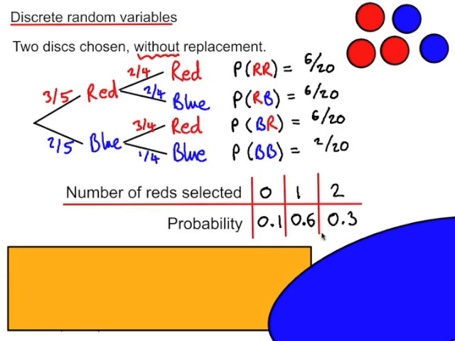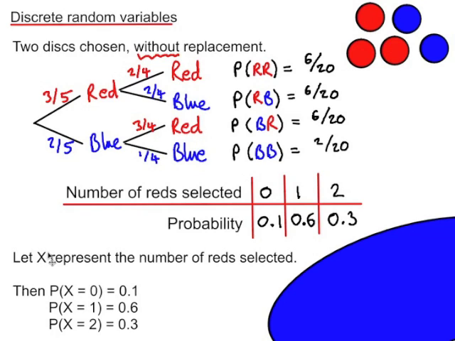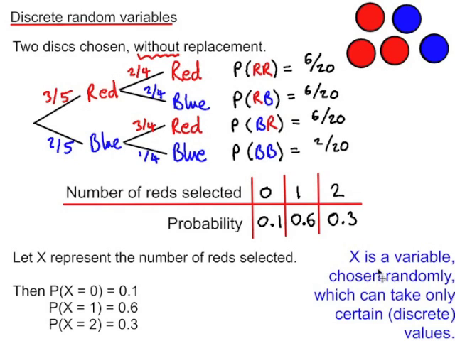This is called the probability distribution for selecting different numbers of red discs. And we introduce a variable for this, so we let x represent the number of reds selected. And x can take different values, specifically 0, 1 or 2 in this case. So the probability that x equals 0 is 0.1, the probability that x is 1 is 0.6, and the probability that x equals 2 is 0.3. Now, because x is a variable and it's chosen randomly and it can take only certain discrete values, x is called a discrete random variable.